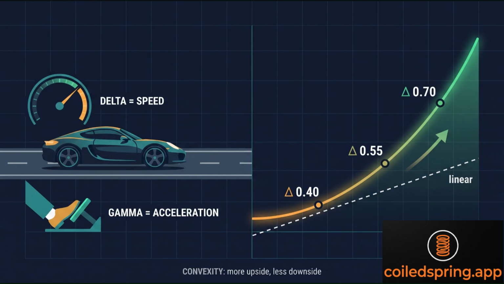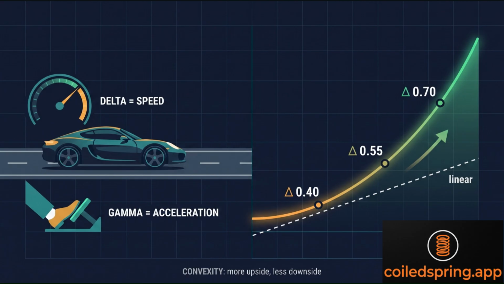You started with an option that behaved like owning 40 shares. Now it behaves like owning 55 shares, without you doing anything. The stock rises another $5. New delta equals 0.55 plus 0.03 by 5 equals 0.70. Now you're at delta 0.70. From 0.40 to 0.70 in a $10 stock move.